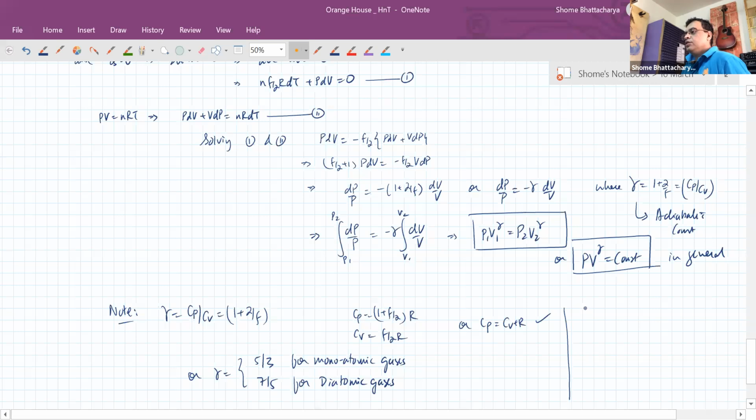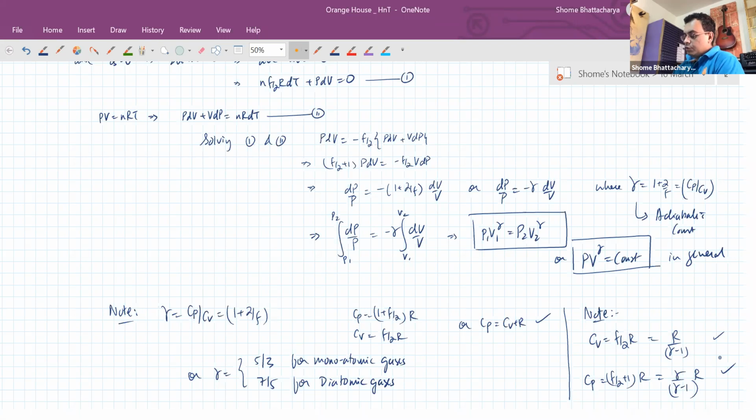And also one more thing you can see is that Cv, which is F by 2R, can also be written as R upon gamma minus 1. And Cp, which is this much, can also be written as gamma upon gamma minus 1 into R. Okay. So these are two additional calculations or relations which are useful to remember.